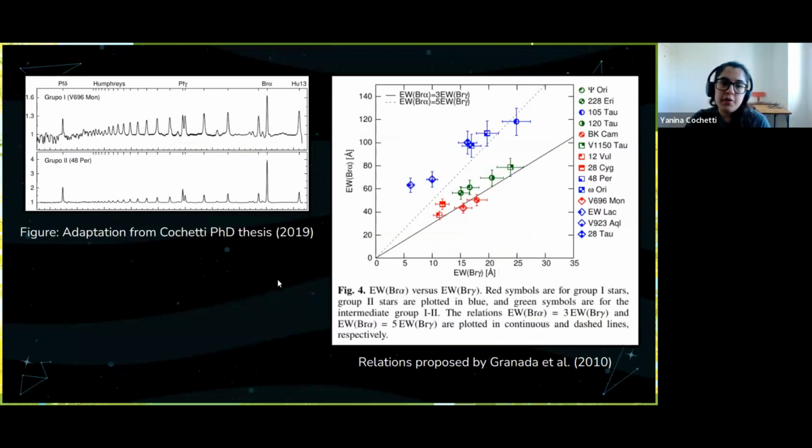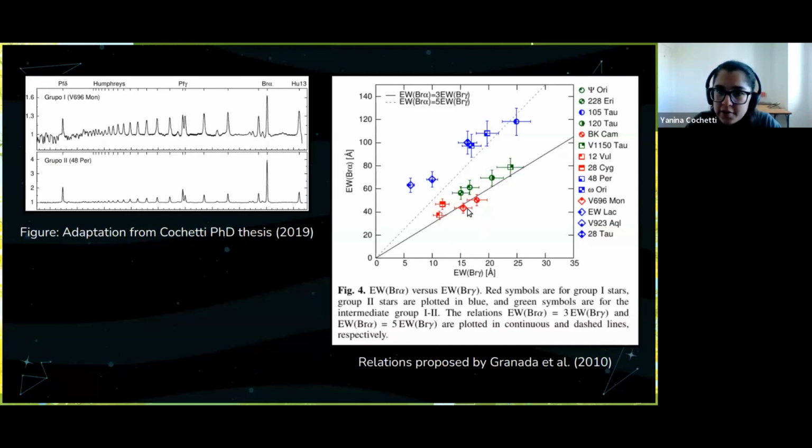So the first thing we did was to classify these stars according to Lenorzer's criteria in group 1, 2, or 3, where there's no emission. And we measured the parameters of the lines that we observe. So we can see here in this picture the relations that Granada proposed. This is the limit of 5 times for the ratio between the equivalent width of Brackett alpha over Brackett gamma. And this is the 3 times for the same ratio.